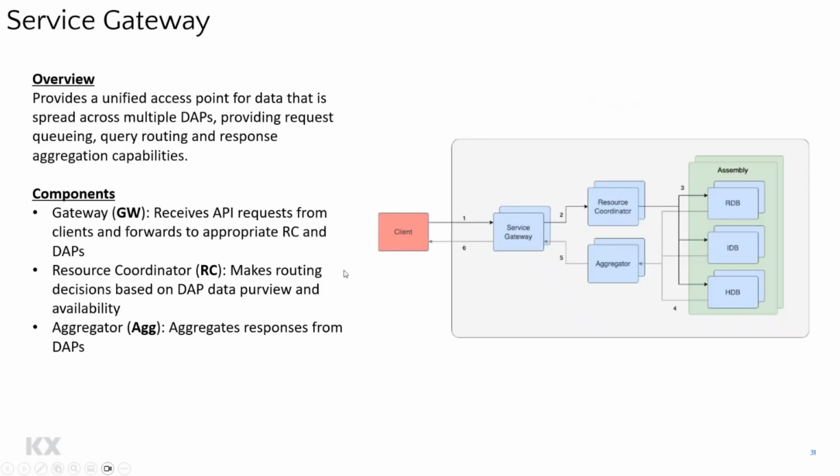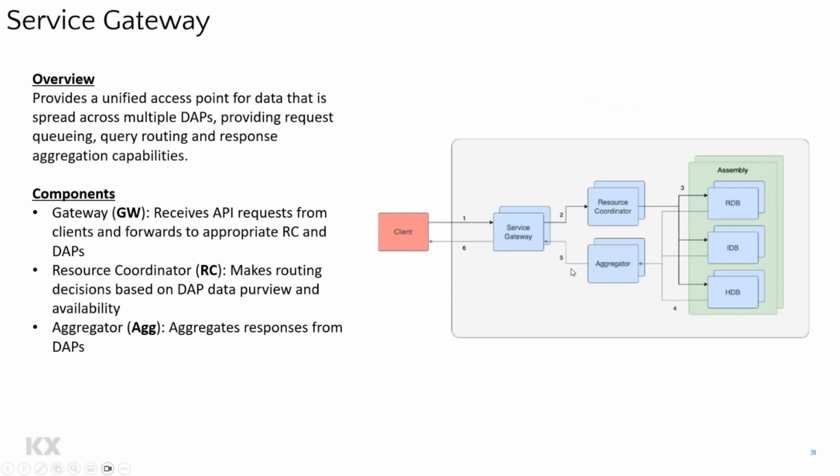Those users that are accessing will typically hit the gateway. The gateway will essentially route the request through the resource coordinators. The resource coordinators are tracking how busy the underlying data access components are, which again are the RDB, IDB, and HDB, and it's directing to the most available one at any point in time. The results are then sent back to an aggregator, which is then published back to the client.